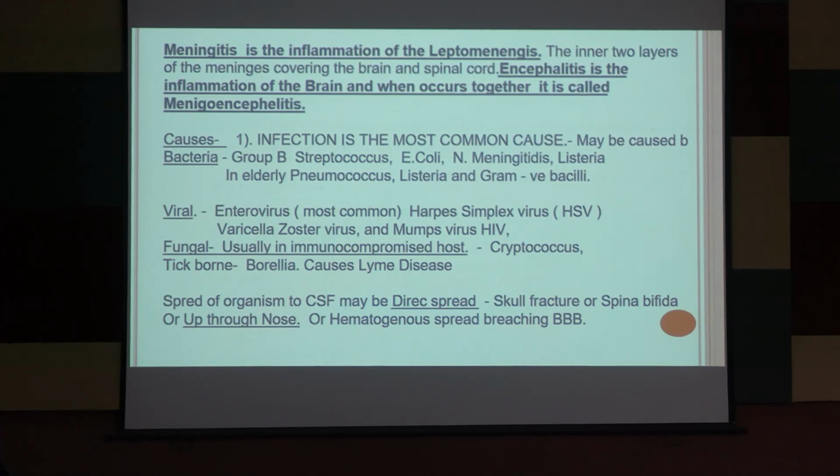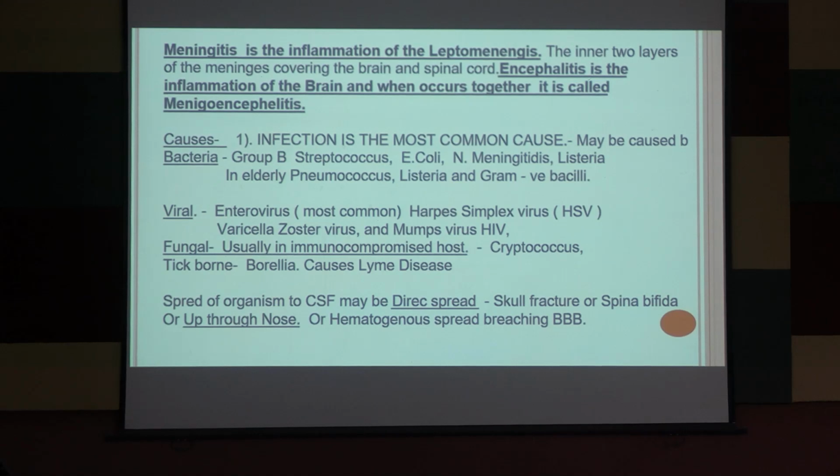What is meningitis? By definition, meningitis is the inflammation of the leptomeninges. I have already discussed what leptomeninges is. The inner two layers, the pia and arachnoid, together are called leptomeninges. So meningitis is the inflammation of the leptomeninges, the inner two layers of the meninges covering the brain and the spinal cord.